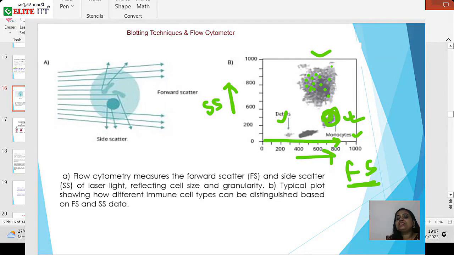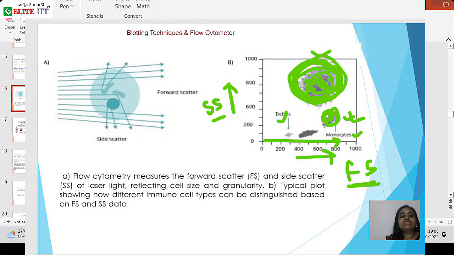Now if you consider this part, it is showing that the FS value is high as well as the SS value is also high. SS value is showing what thing? Granularity. So these molecules are actually more granular as well as bigger in size. From the plot you can identify, or a database is there, they will give you this type of peak is for which molecule.